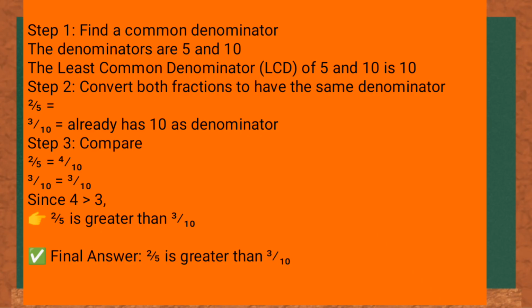Now we have to compare 2 over 5, which you have gotten 4 over 10 from multiplying 2 times 2 and 5 times 2, gives us 4 over 10. 3 over 10. 4 is greater than 3. 2 over 5 is greater than 3 over 10, because when you multiply 2 times 2, which is 4, and 2 times 5, which is 10, it will give you 4 over 10. So 2 over 5 is greater than 3 over 10. 4 is greater than 3.